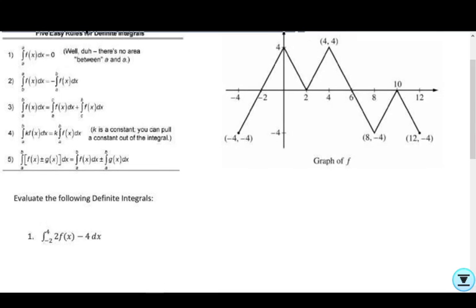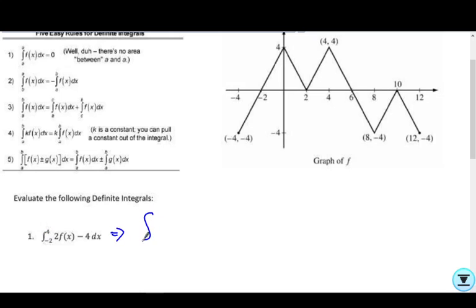So again, when I see this, this is f of x. This graph will only give me the area under f of x. So what I have to do is rearrange number 1 using my rules.